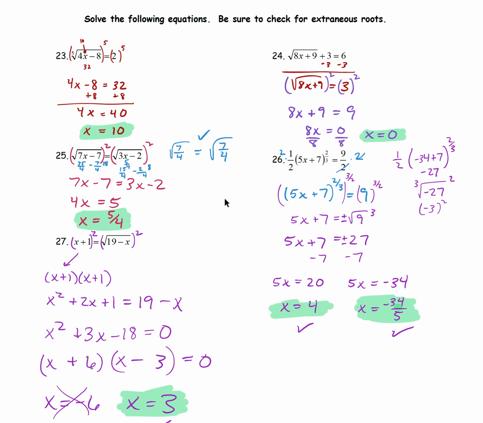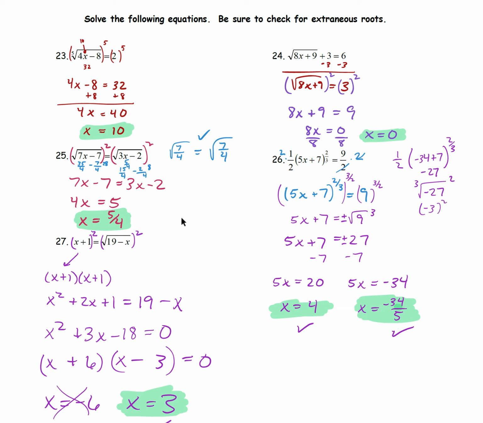Solving equations, right? We're going to take this to the 5th power, both sides, and then solve. Here we're going to move the 3 and then square. Here we're going to multiply by 2 and then apply the 3/2 power. Why? Well, because it's the reciprocal. If we want to get rid of the 2/3 power, we have to use the 3/2 power. Over here, we're just going to square both sides.